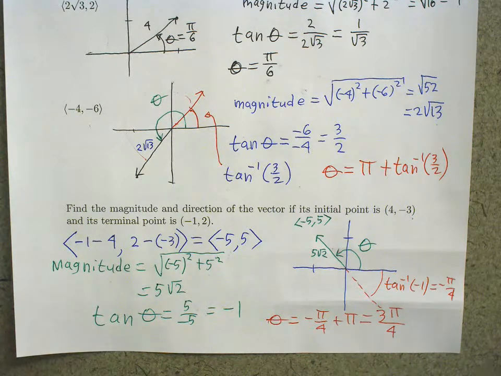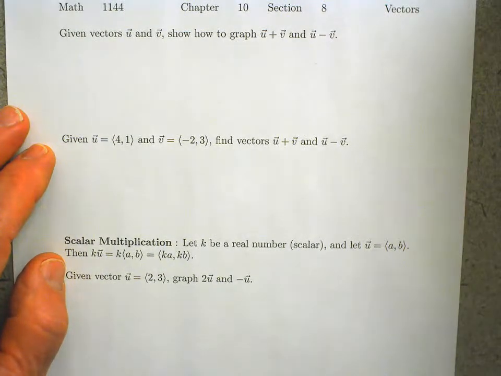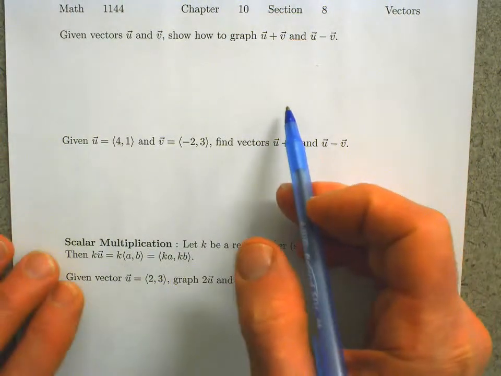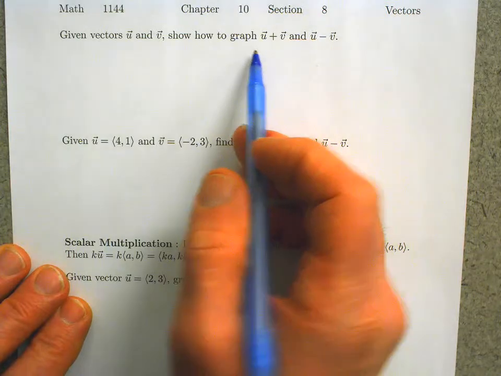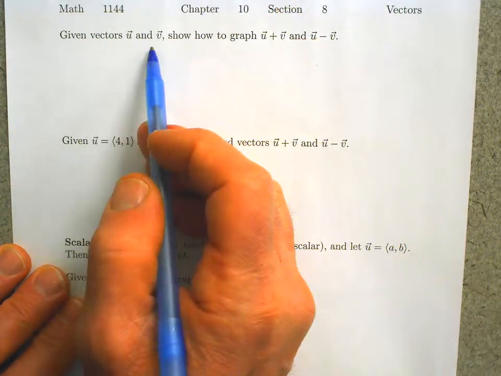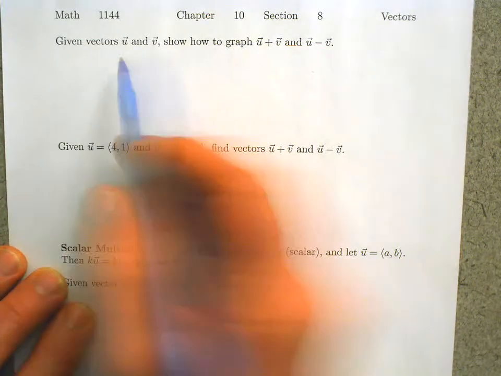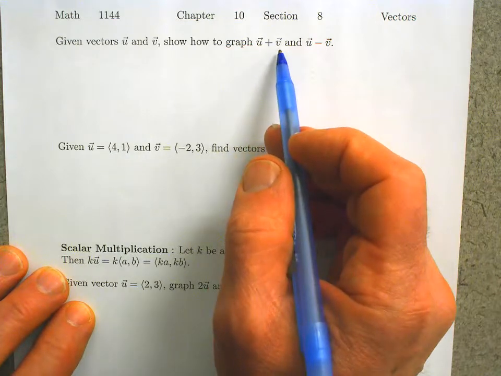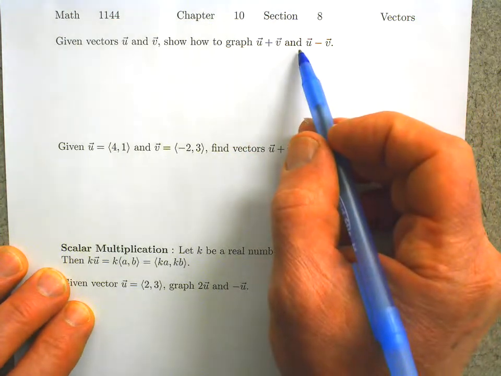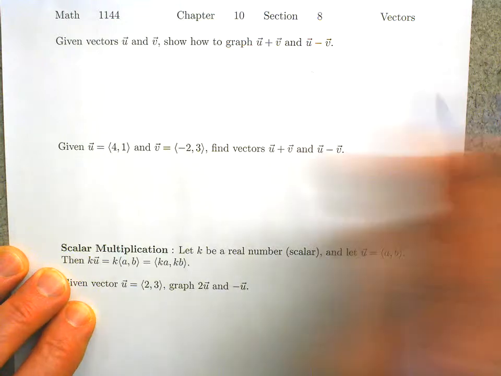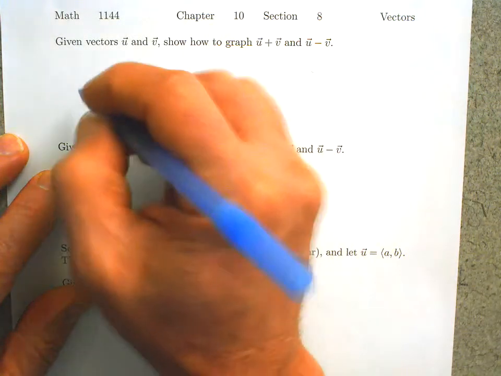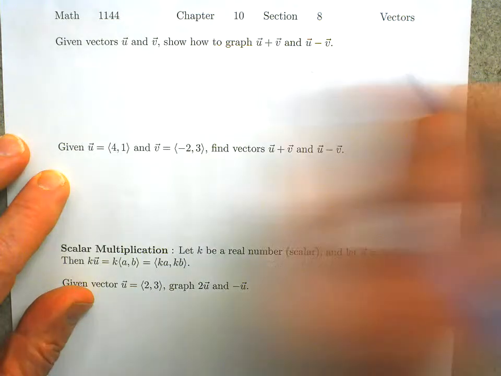Okay, moving along. So in this space here, I'm going to show how to graph, if you're given vectors u and v, u plus v, which is just another vector, and u minus v. So let's see. I'll have two different drawings.